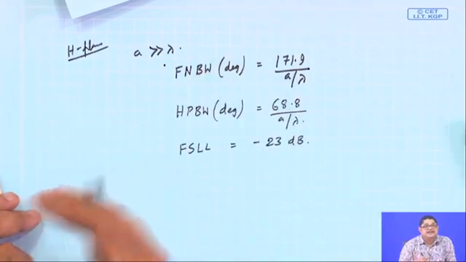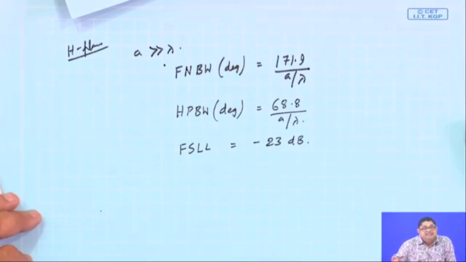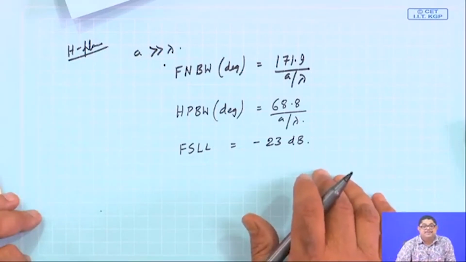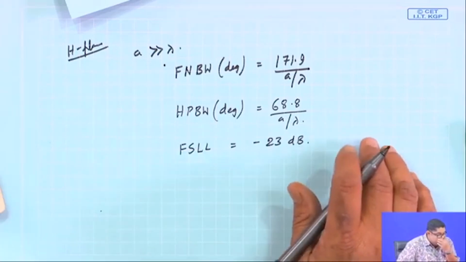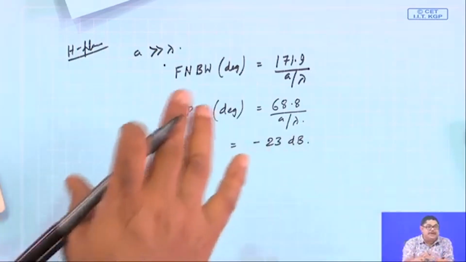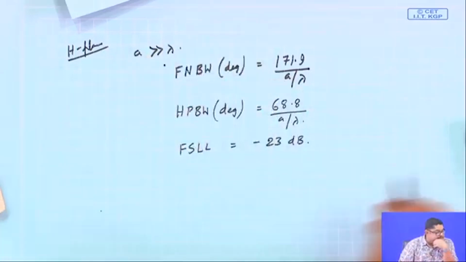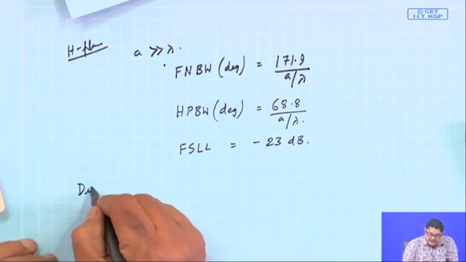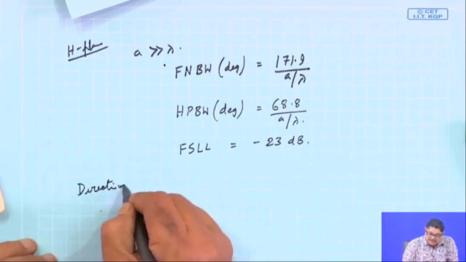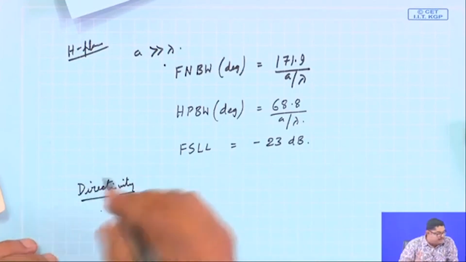You see that since we have an amplitude taper, the side lobe level is coming down from minus 13 dB, and I am getting 23 dB. So this is always the advantage: if you have an amplitude taper, that is why you are getting it. Similarly, directivity, again this needs to be done.